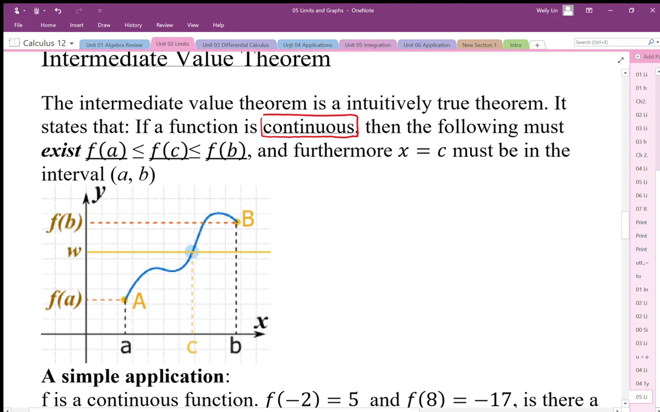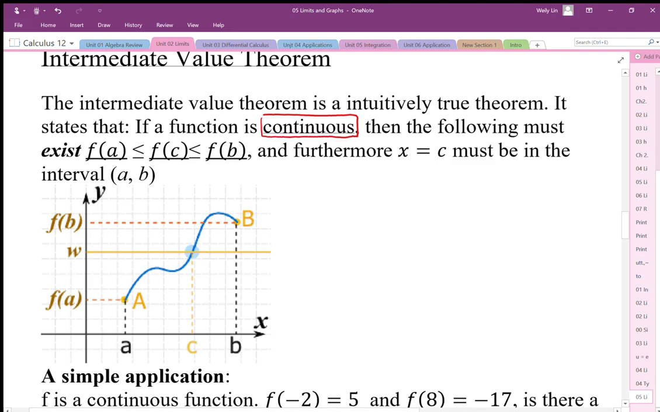Okay, so we can't read too much into this theorem in that, first of all, if it's not continuous, I can easily draw a graph that doesn't satisfy this condition. Okay, there's a discontinuity. Well, I know that there are some points W which do not exist in the interval between A and B. Okay, so that's one thing. So it has to be continuous. So that's a very important concept.